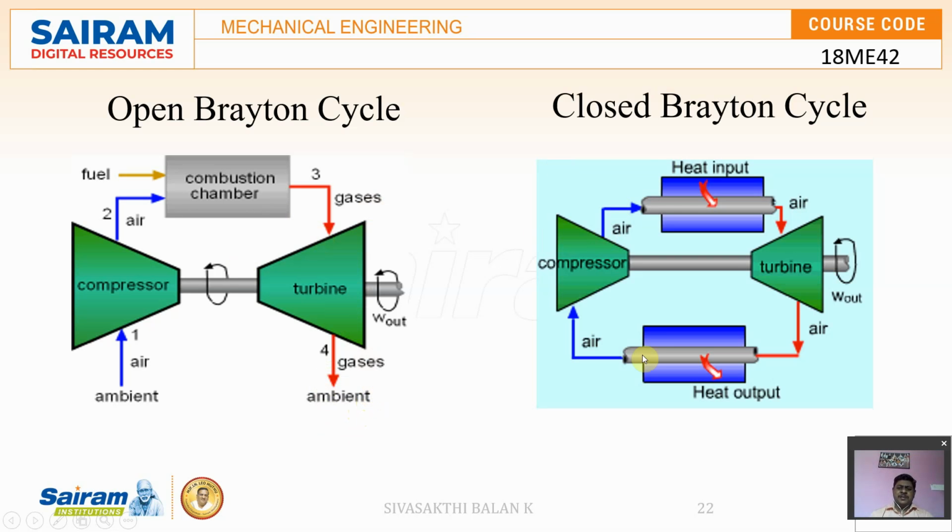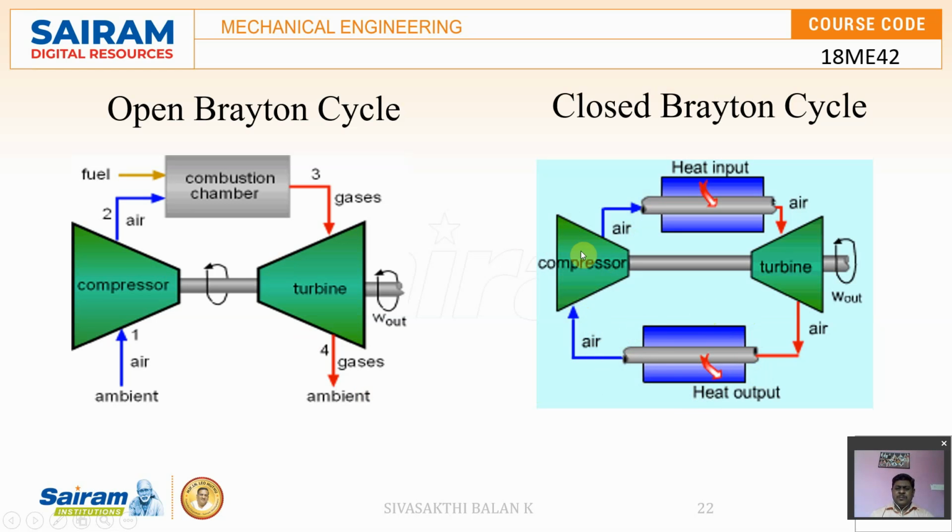Whereas in the closed Brayton cycle, air is not taken from the atmosphere. It is circulated again and again. The second difference is that instead of a direct combustion chamber, we use a heat exchanger in place of the combustion chamber. And we use one more part at the bottom, a heat output region, where we use another heat exchanger in which heat rejection takes place. It acts as a cooling tower. The remaining processes are the same.